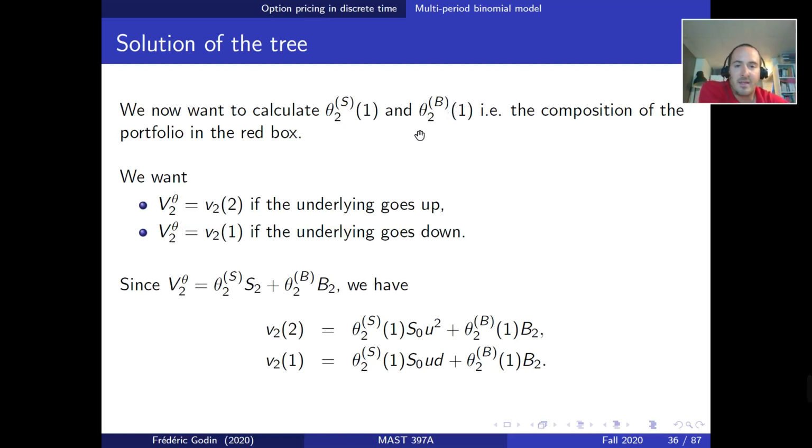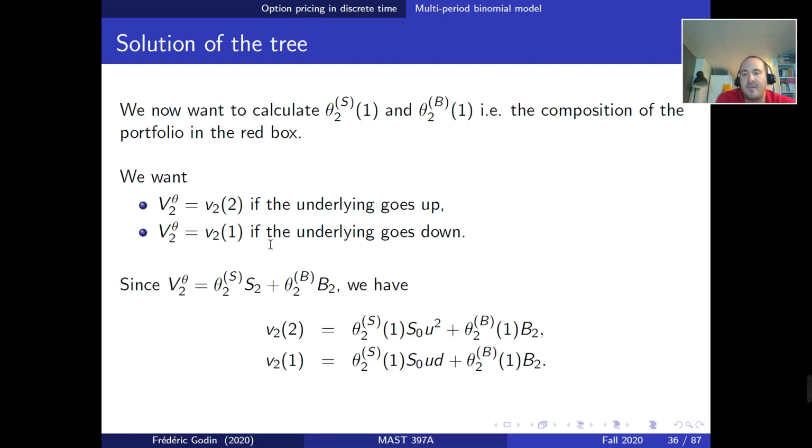And we want to find them such that the value of the portfolio would be equal to V22 if the underlying asset price goes up, because then there will be exactly two movements of the underlying asset in total. Furthermore, if the underlying asset price goes down, then you want the terminal portfolio value to be V21, which is the portfolio value if there were exactly one downward movement up to time 2.